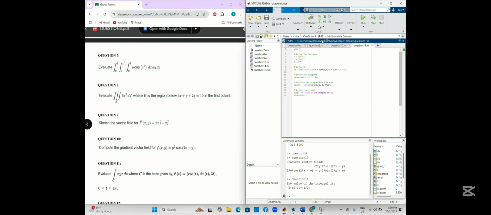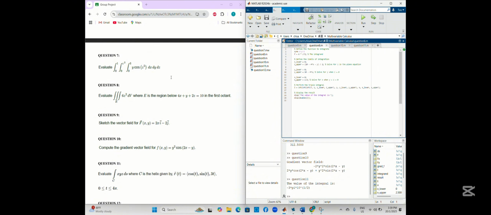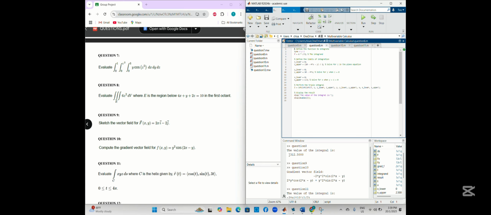Next I will explain question 8 until question 11 by using the MATLAB software. For question 8, we need to evaluate a triple integral also. On the right side, this is the MATLAB code for question 8. After we run it, the final value for the integral will appear, which is 312.5 for question 8.